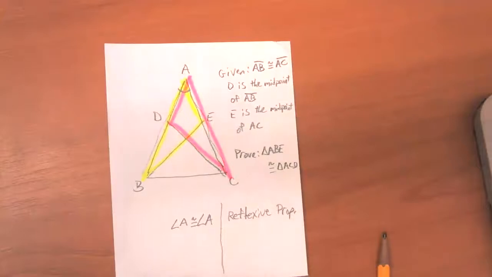So I hope that gives you some reason of why you're going to think about the reflexive property when you're looking at a proof. The reflexive property is going to happen when you're looking at triangles you need to prove are congruent and you notice that the same side or the same angle is in both of those triangles. Then you can use the reflexive property to make it clear that that common side is congruent to itself.